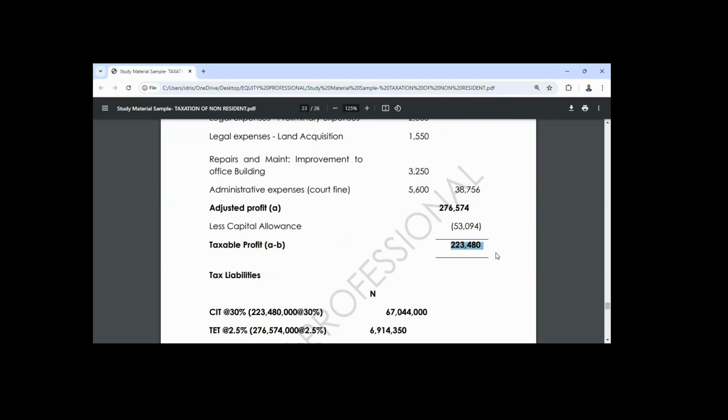Your company income tax is 30% of your total profit or taxable profit. Your TET, tertiary education tax, is 2.5% of your what? Of your adjusted profit. Education tax is computed on adjusted profit. While company income tax is computed on what? Total profit.